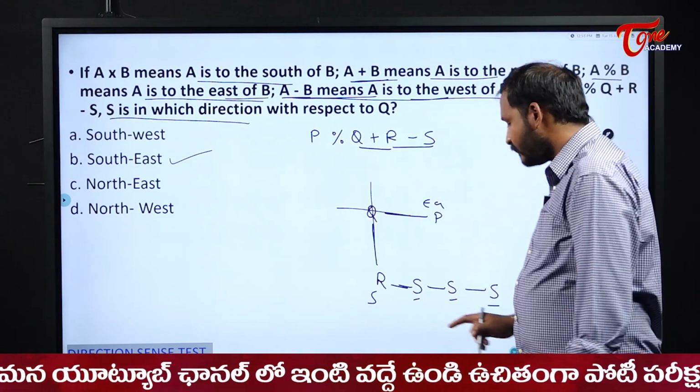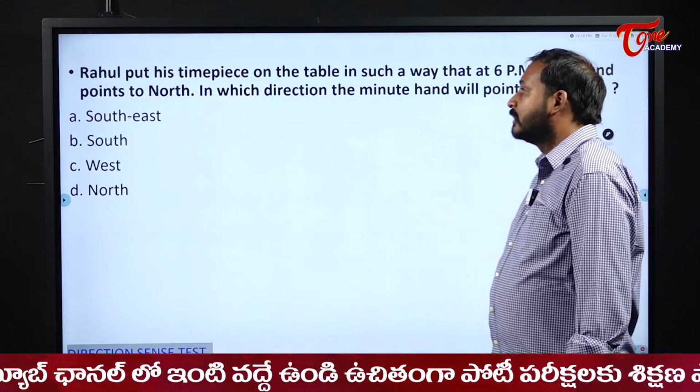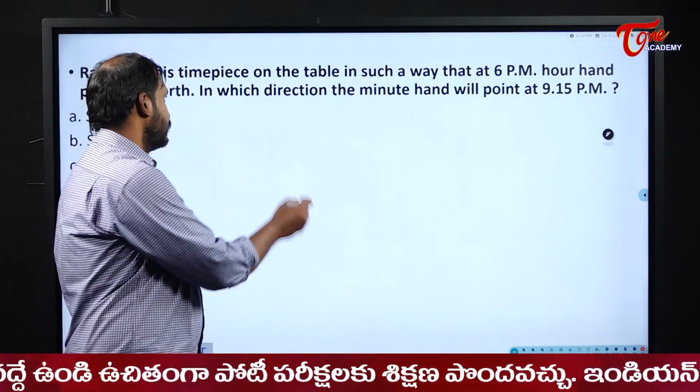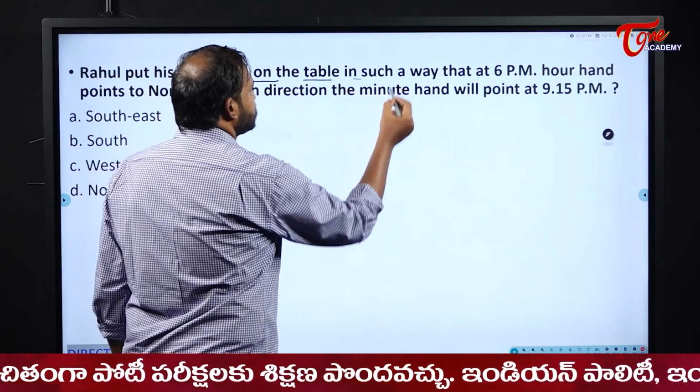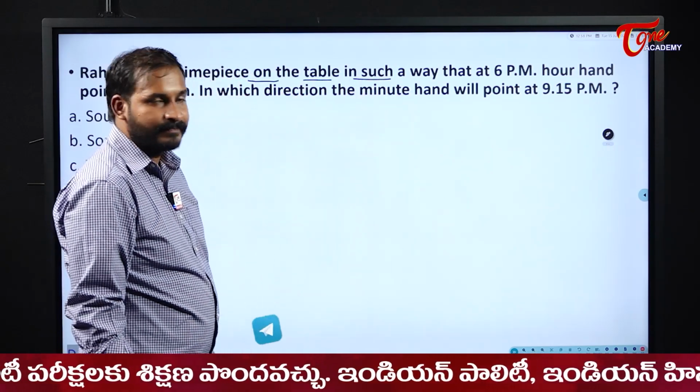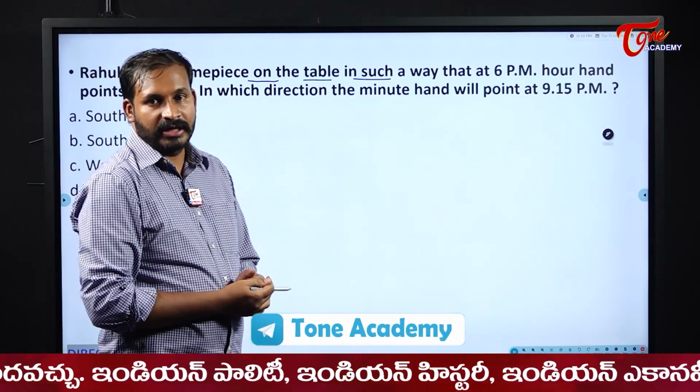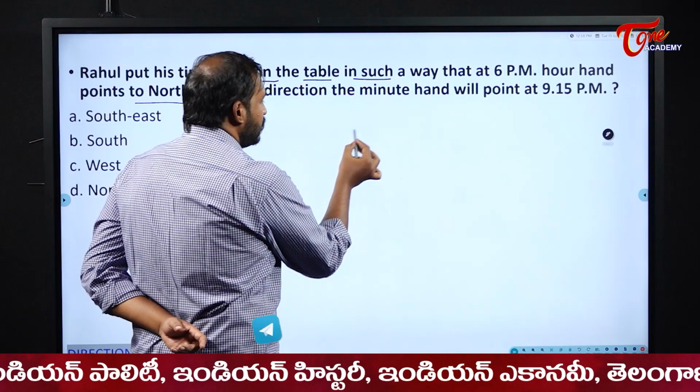Okay? Right? Next one. Rahul puts his timepiece. These are different types of questions, students. Rahul puts his timepiece on the table in such a way that at 6 p.m. the hour hand points towards north. Okay, towards north.